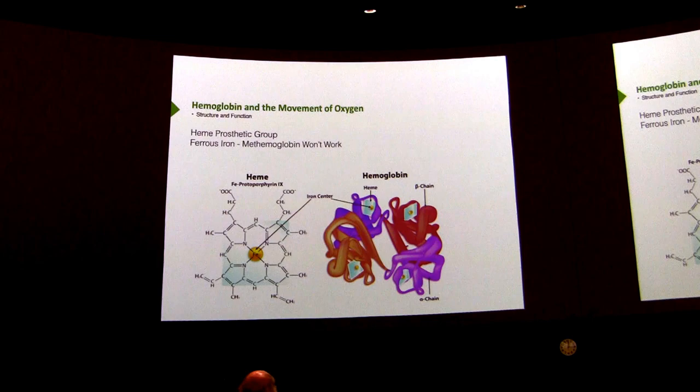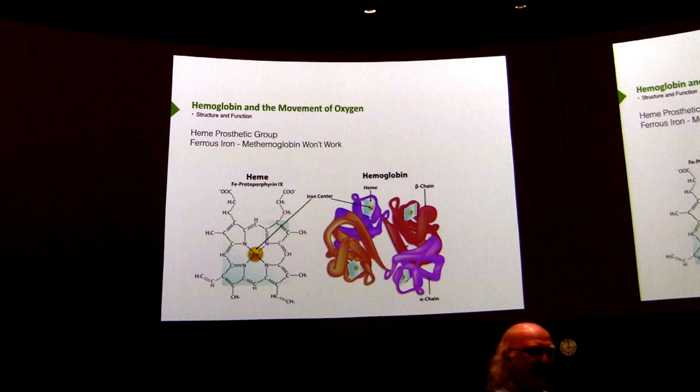Ferrous iron is the iron plus two form, and it's the only form that will carry oxygen. If we oxidize that iron in the heme, we create an iron plus three, and that's known as methemoglobin, and that will not carry oxygen. That's pretty amazing to think of, that iron is carrying oxygen, but it doesn't get oxidized, because if it gets oxidized, it will no longer function. Pretty cool balancing act the body does with that.